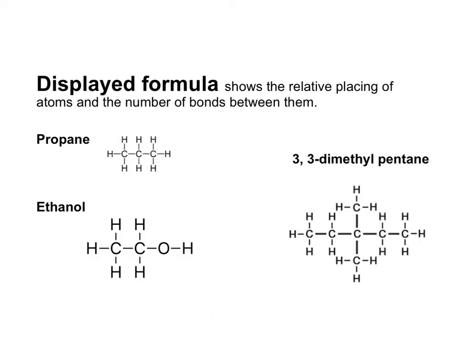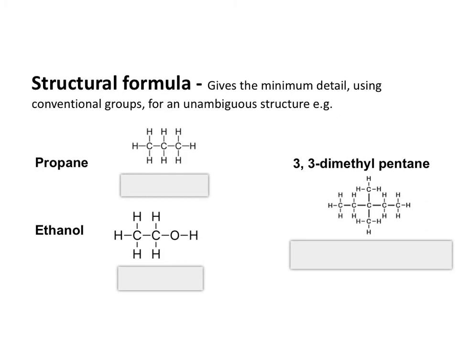The next one is displayed formula. These show all atoms and all bonds, and this is really important. It's one that people can lose marks on when they forget, for example in ethanol, the O-H bond. It's very common for people to do everything right but then just put OH like so. That's not right. You must show the O-H bond. And you can see drawn there, it is a bit time consuming, but it does make it completely clear what the molecule looks like.